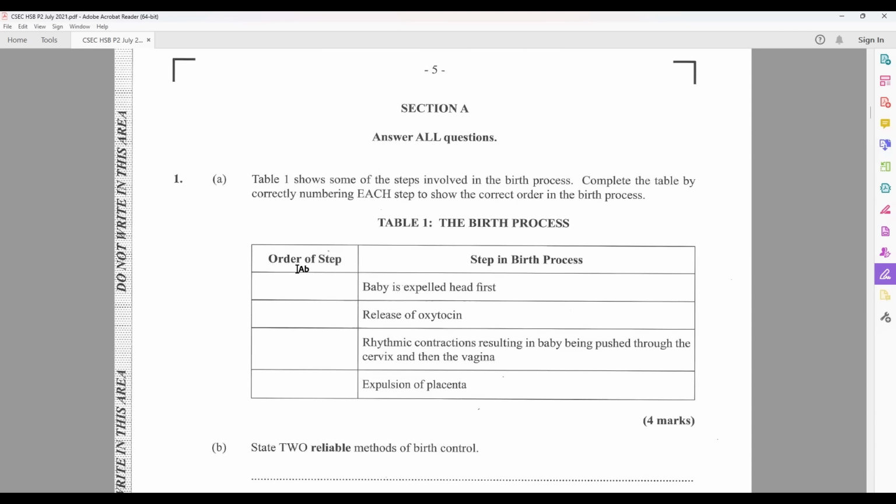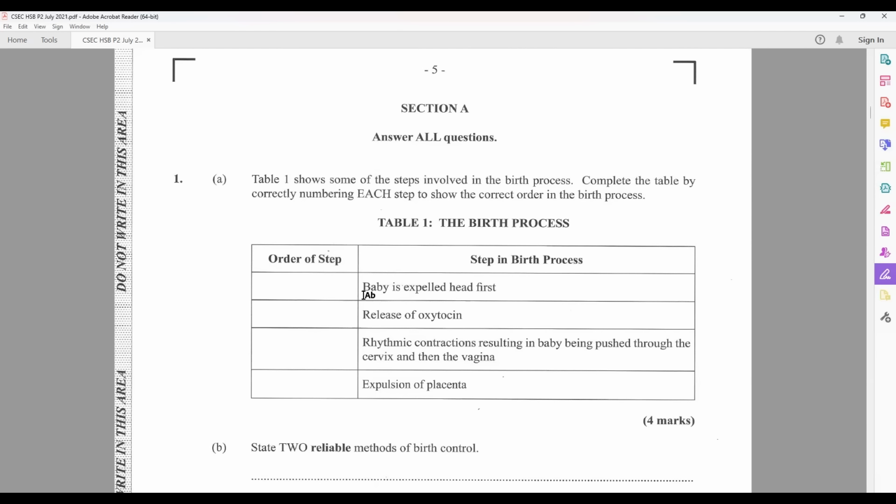So we have the order of steps. You have to insert numbers 1, 2, 3, and 4 in the correct order, and that will complete the activity. 1 mark for each insertion, so a total of 4 marks. I always recommend to candidates that they either do this forwards or backwards. Don't start in between. Forwards or backwards, don't start in between. Find the start or find the end.